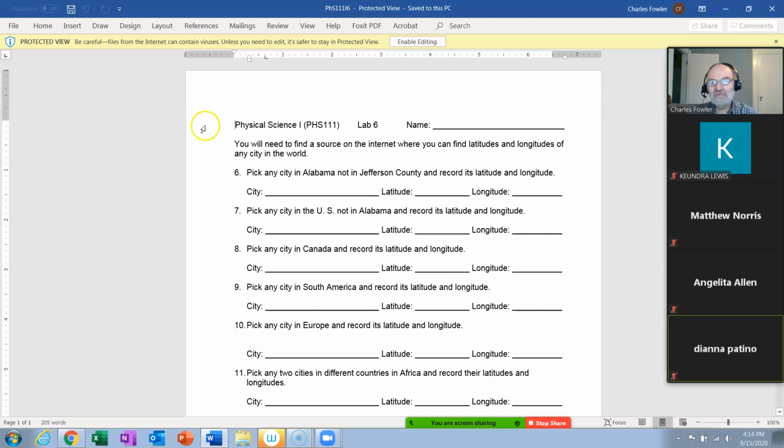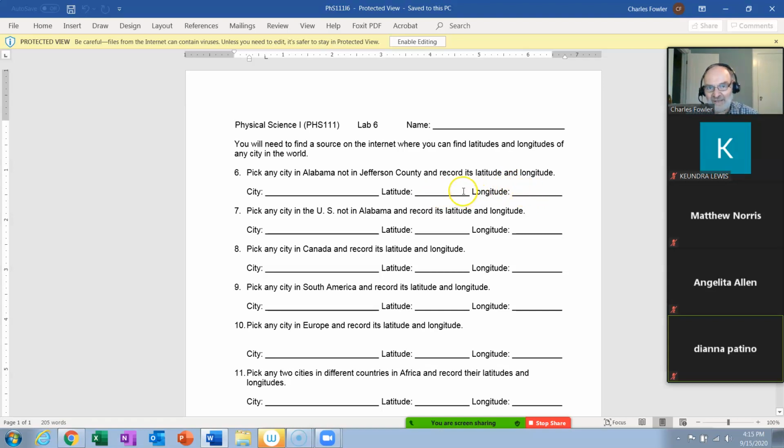So if you live in Vance and you already did Vance, then pick something not in Tuscaloosa County to do the second one. So pick a city in Alabama, write down the city here, and then give the latitude and longitude for that city. Again, you'll need numbers here, and I'll tell you it's going to be something around in the 30s, I'm guessing. And then you'll have minutes and seconds here. Longitude's going to be around the 80s or so.